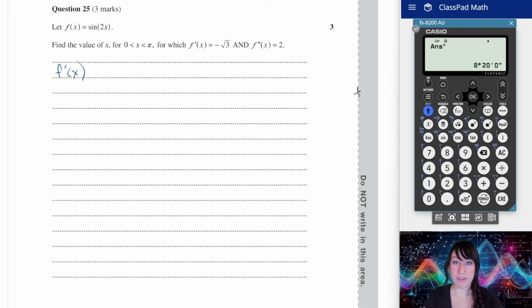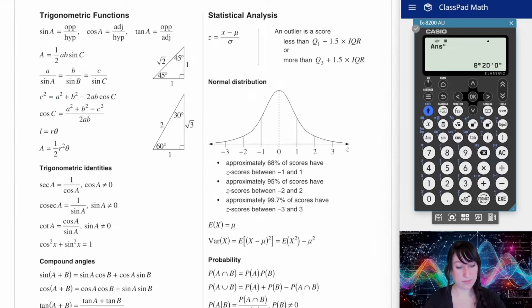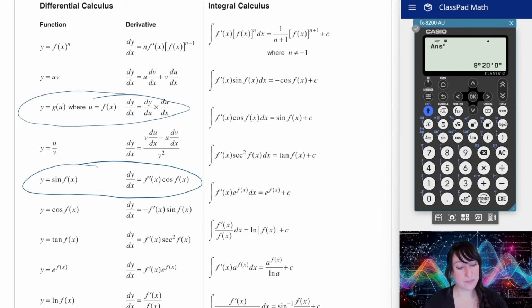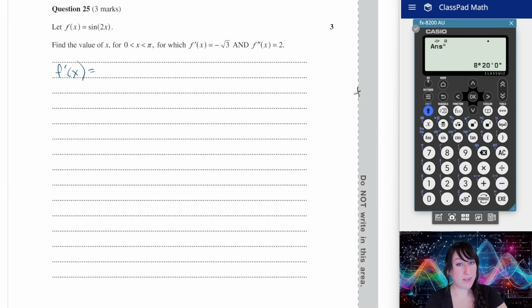If you need to, you can look at the reference sheet to remember the derivative of sine, as well as the chain rule that applies. On the page with the derivatives, we see the derivative of sine is cosine, and it even shows us how the chain rule applies, and the chain rule, if we need it, is here. So, the derivative of sine is cosine times the derivative of the inner function. The derivative of 2x is 2. So it's going to be 2 times cosine of 2x. We're looking for when this is equal to negative root 3. Let's solve for cosine by dividing by 2.